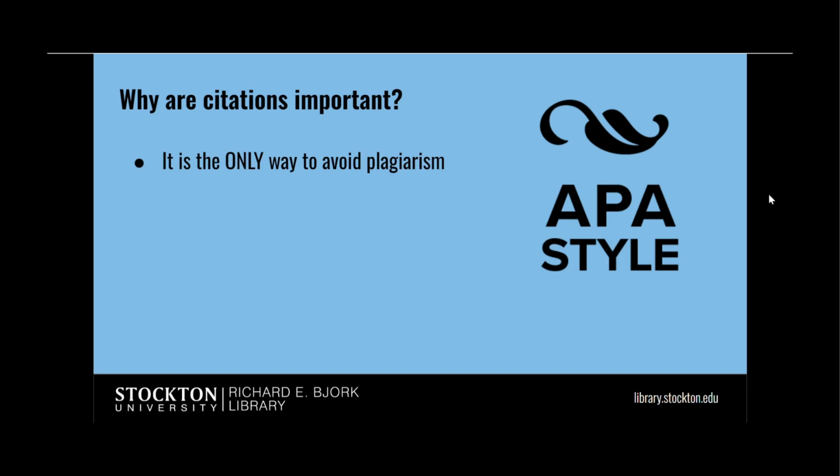One, citations are the only way to avoid plagiarism. If you don't know if you should be citing something, when in doubt, cite it. Typically, the only things we don't need to cite are commonly known things like the sky is blue. It gives proper credit to the original author of the work, the original creator.